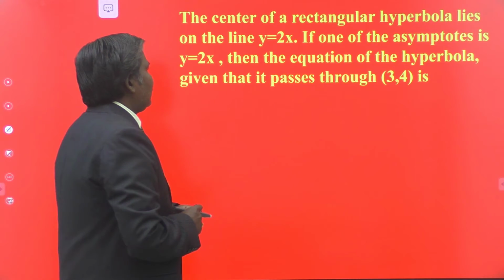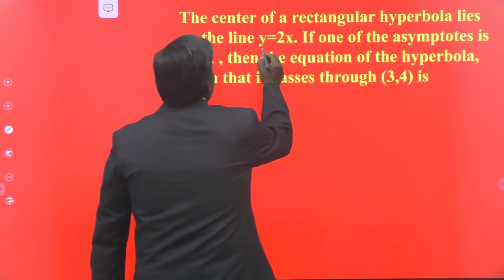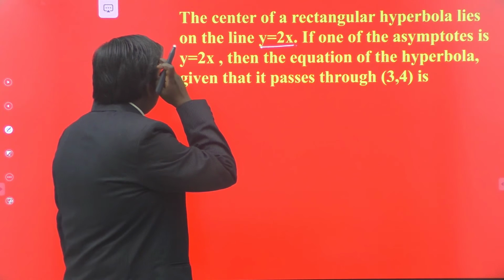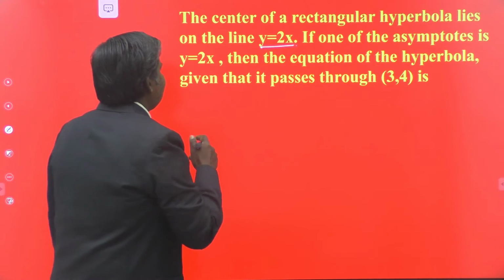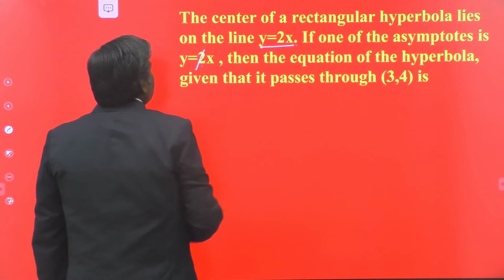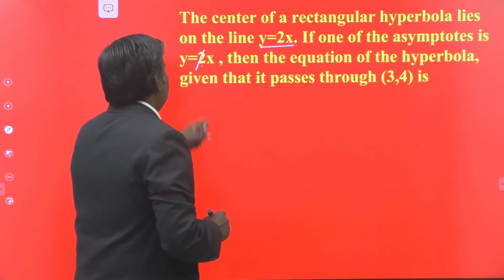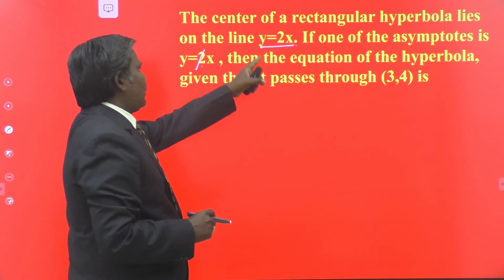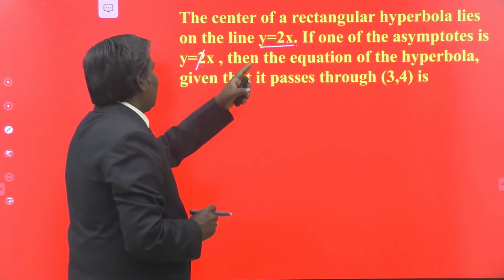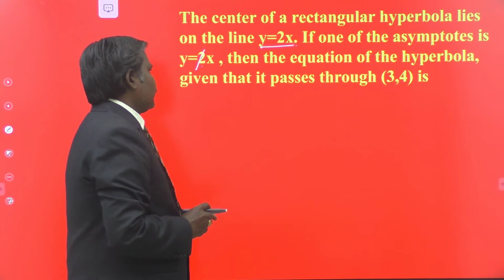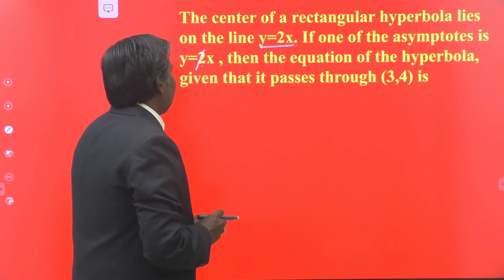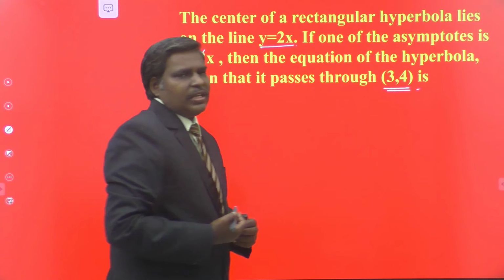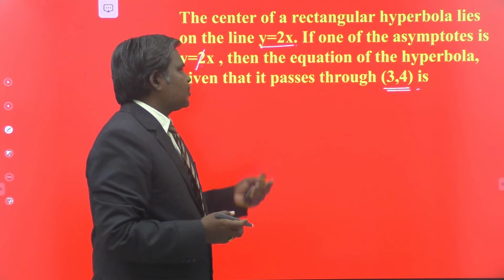The center of the rectangular hyperbola lies on the line y is equal to 2x. And one of the asymptotes is y is equal to x, say. Both are not same, so a small correction is there. One of the asymptotes is y is equal to x. The center of the rectangular hyperbola lies on y is equal to 2x, and one of the asymptotes is y is equal to x. Then the equation of the hyperbola, given that it is passing through (3, 4), is what? You have to find out the equation of the hyperbola that is passing through (3, 4).